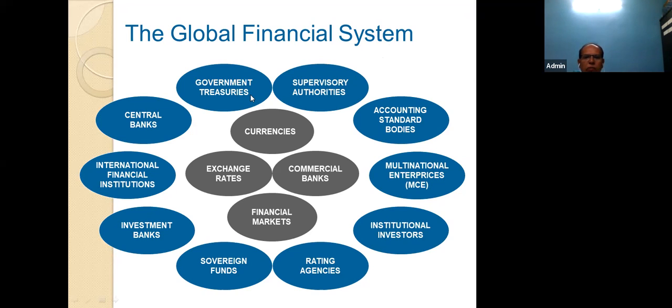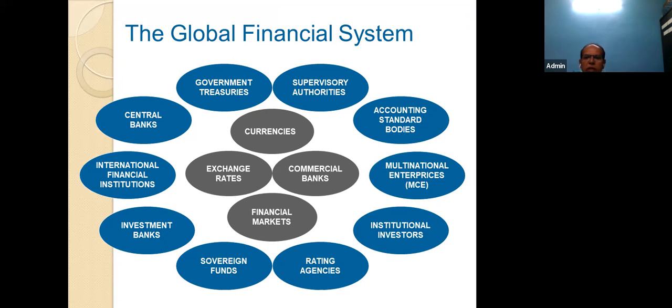Now, government treasuries. I'll give the example. If you're talking about India, then for India, the Reserve Bank of India is the government treasurer. If you're talking about the USA, then the Federal Reserve in America is the government treasurer. And supervisory authorities, again the same, central banks are supervisory authorities.